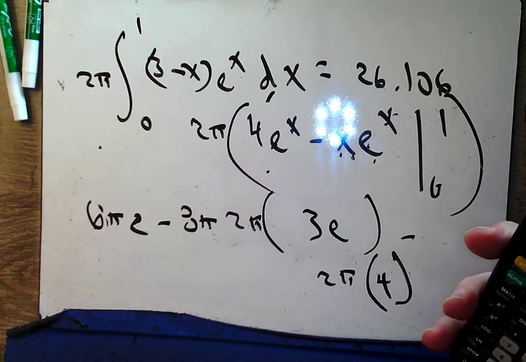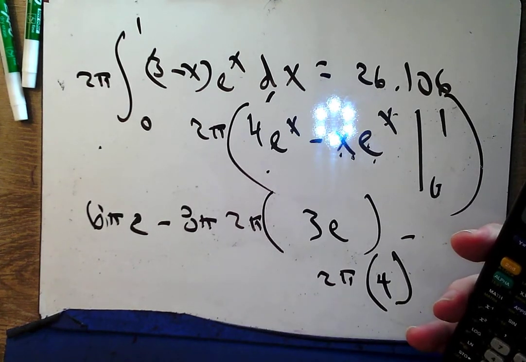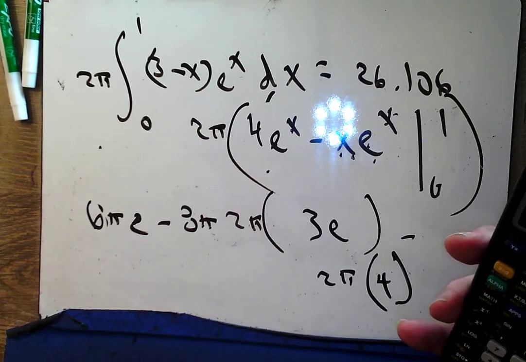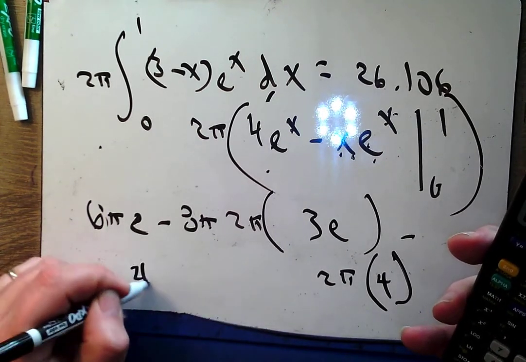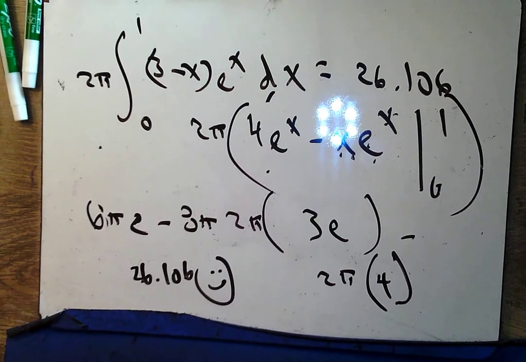6 pi e minus 8 pi. And that gets me my 26.106. Yay. Okay.